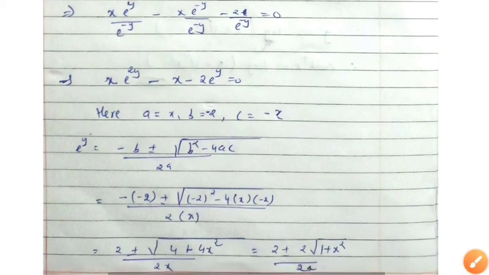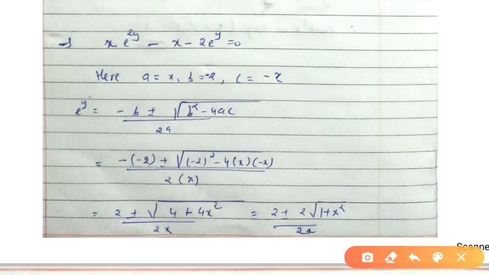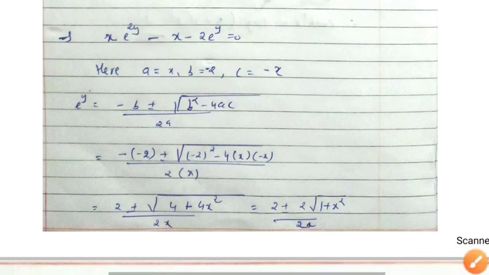Now see, again we have to use the formula of discriminant. Now here the coefficient of e raised to 2y is x. So a equal to x. Here the coefficient of e raised to y is minus 2. So b equal to minus 2, and the rest part is x. So c equal to x. I will put all these values in this equation: minus b plus or minus under root of b square minus 4ac upon 2a. Here I have substituted all the values of a, b and c.